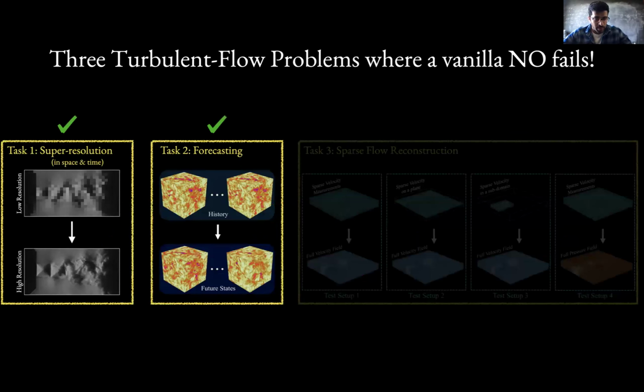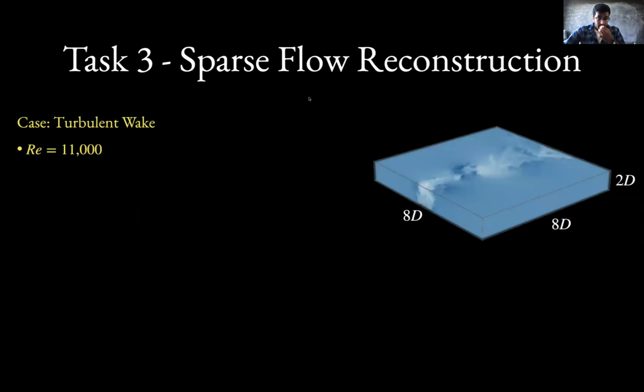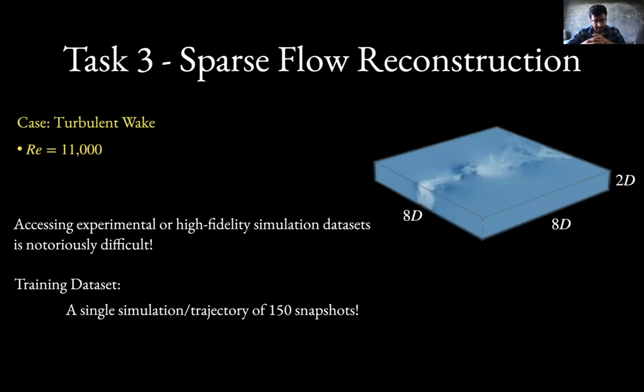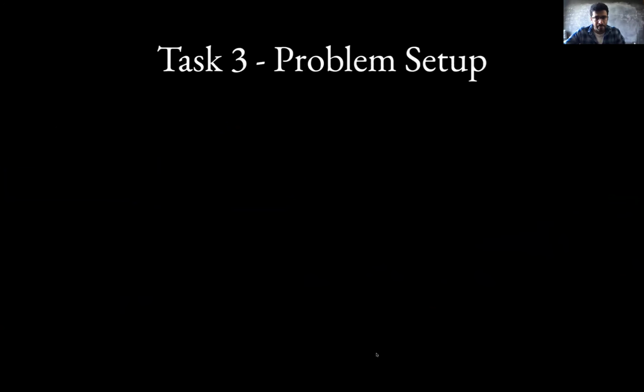So we just completed super resolution and forecasting. And next, I'll go into sparse flow reconstruction. Here we consider the turbulent wake behind the cylinder, where the Reynolds number is 11,000. Again, accessing experimental or high fidelity simulation data sets is notoriously difficult. So again, to reflect upon this difficulty, we constrained ourselves to deal with just one simulation, one trajectory with 150 snapshots. Again, low data regime.